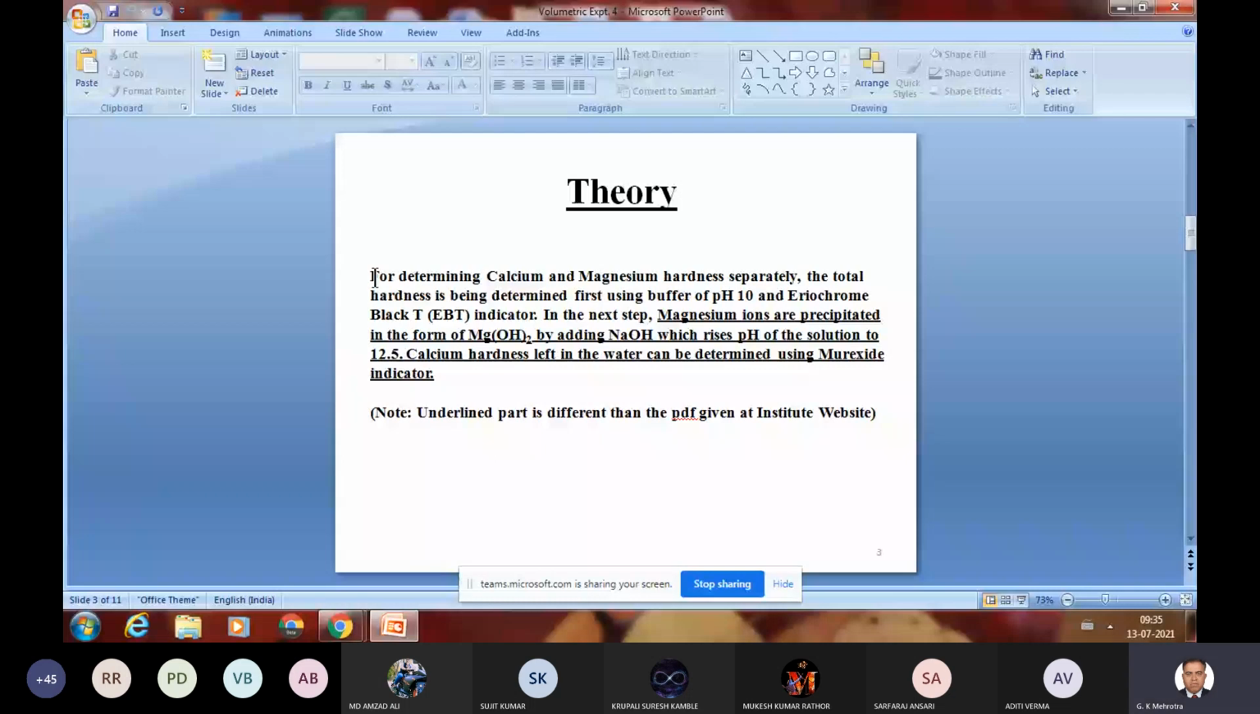Write in capital letters: what is standard hard water? If you don't understand it, it will be difficult to understand further. The methodology of this titration will be difficult to understand if you don't know what standard hard water is.